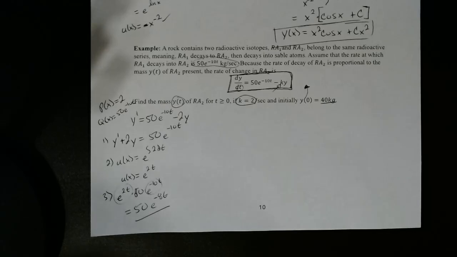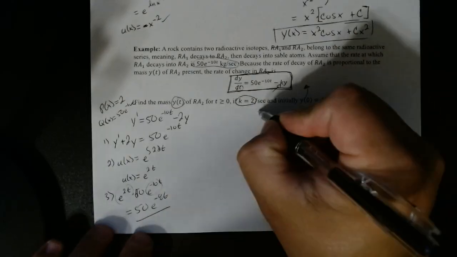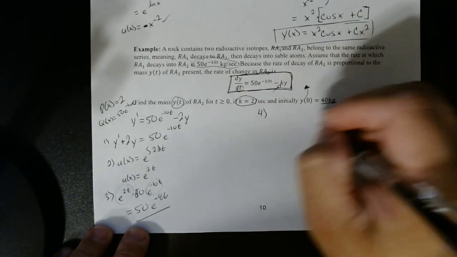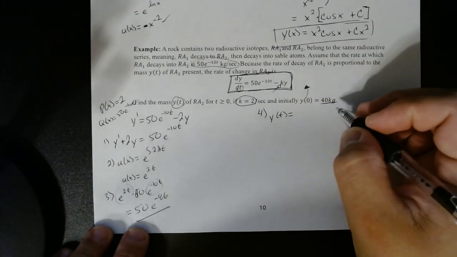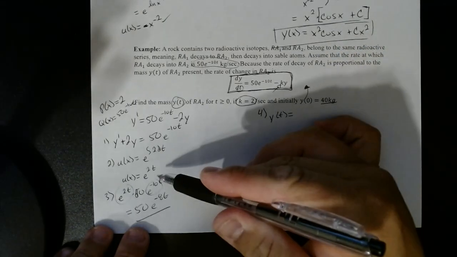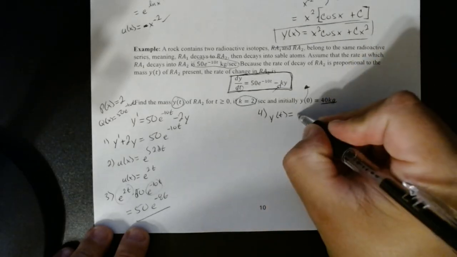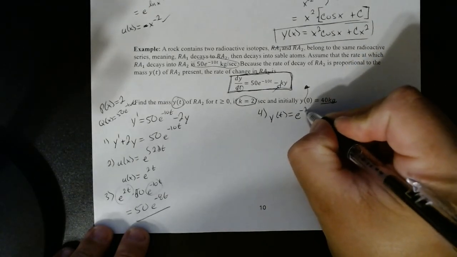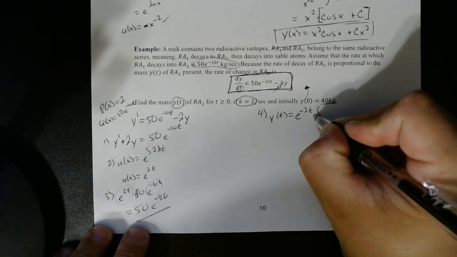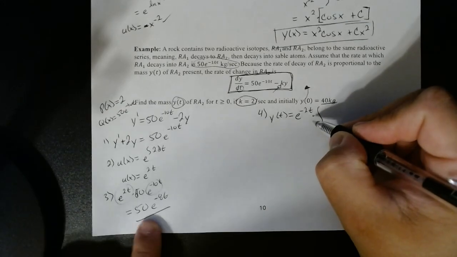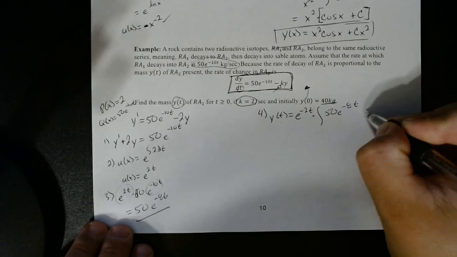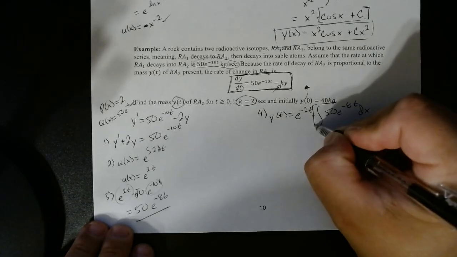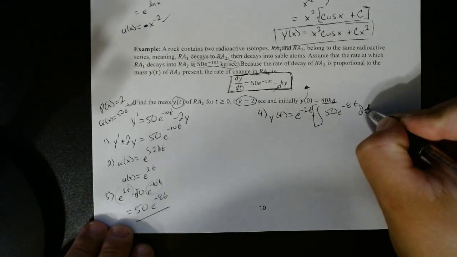Okay, so now we're at this point. You go to step 4. You plug everything we have in. So y of t is equal to 1 over our integrating factor, or just e to the negative 2t, times the integral of this plus c.